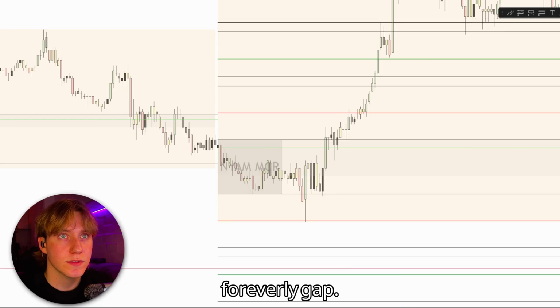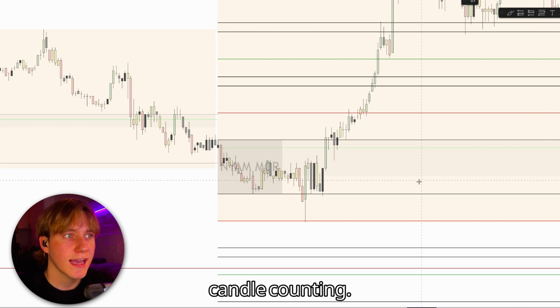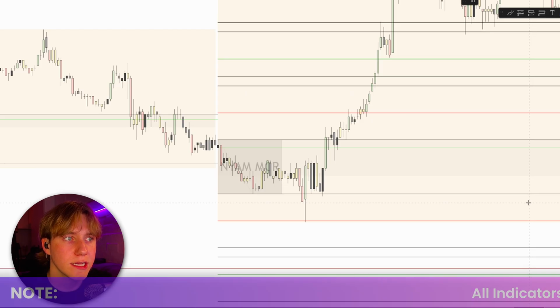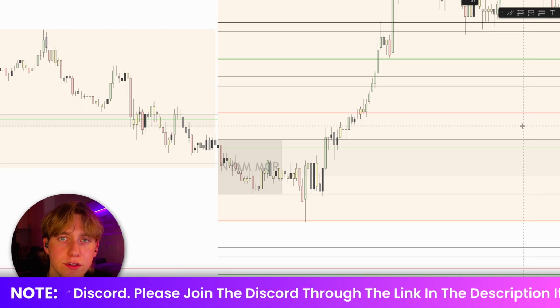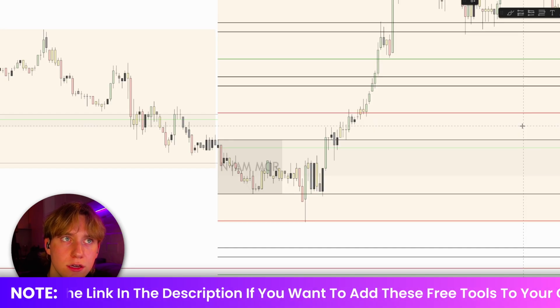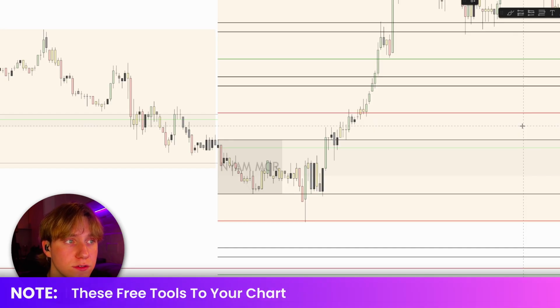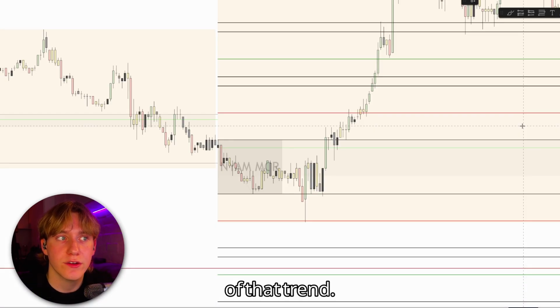Not a fair value gap. It's not an order block. It's not a breaker block or a unicorn. It's the simplest way that I can try and explain to you guys that we get a confirmation: candle counting. Candle counting in and of itself is just telling us that we have price closing in another direction than the trend was currently going, specifically closing above the candle of that trend.